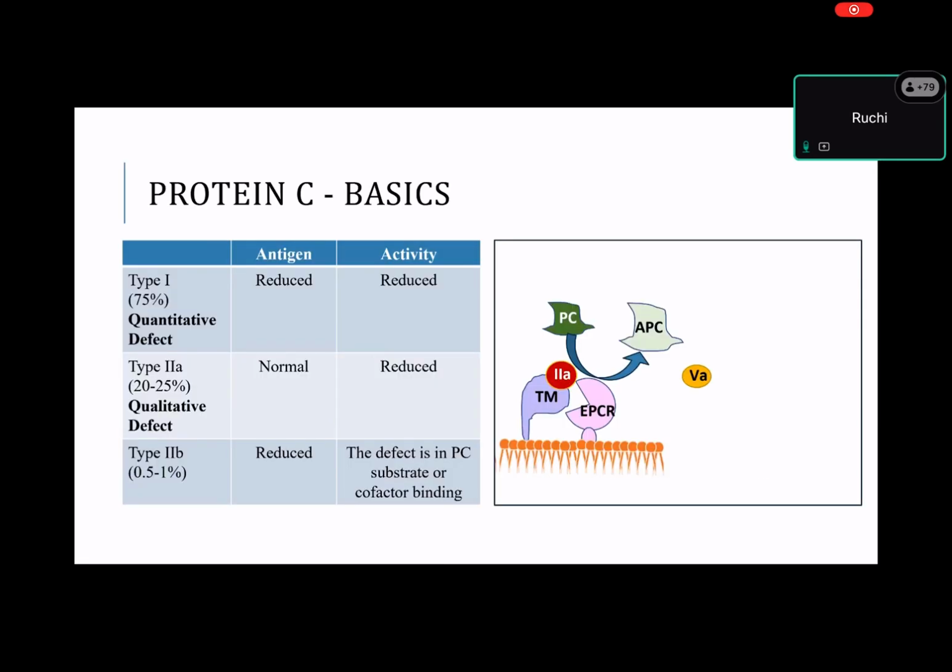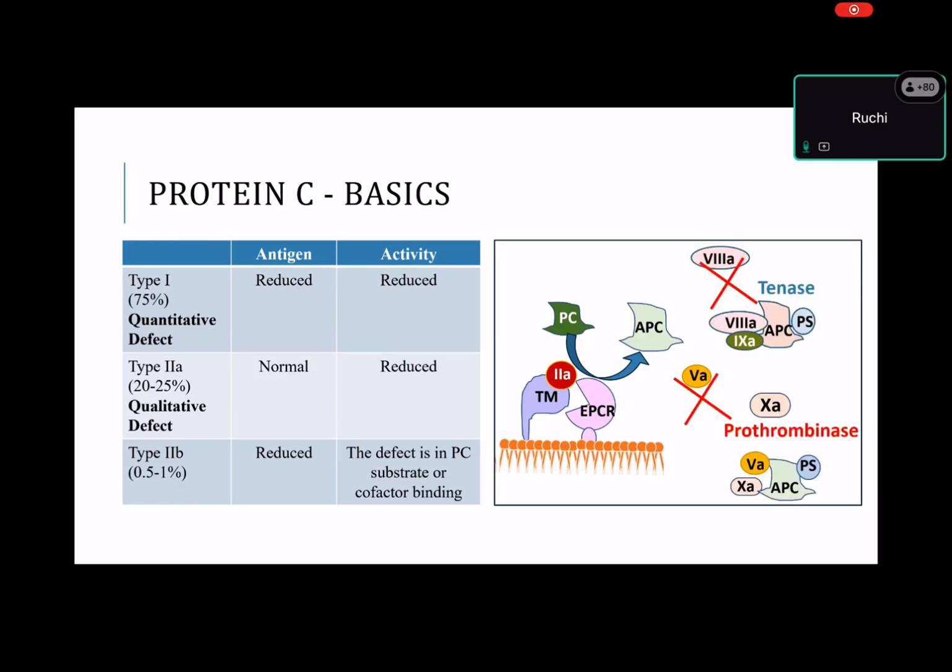So protein C, if you look at the basics, it is said that the deficiency can be classified as type 1 or type 2A and type 2B. Type 1 is a quantitative defect, so both antigen levels and the activity are reduced. This is something like 1 milligram जैसे हम बात करते हैं. Type 2 में the antigen levels are normal, but the activity is reduced. So majority of the defects are type 1 defects, and the figure is just summarizing like how protein C acts.